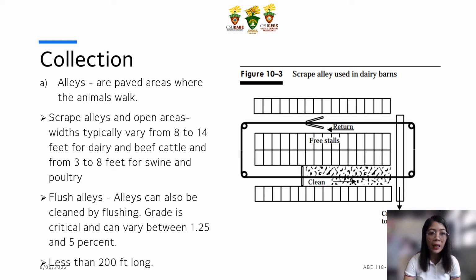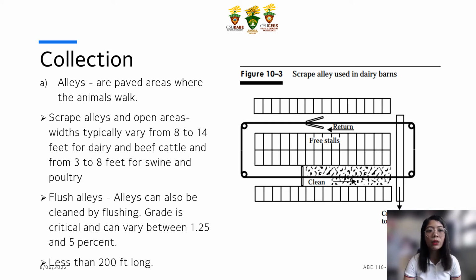So scrape alley width typically varies from 8 to 14 feet for dairy and beef cattle, and 3 to 8 feet for swine or poultry. So the alley can be cleaned by flushing. So grade is critical and can be varied between 1.25 and 5%. So the slope may change for a long flush alley. So the alley should be level perpendicular to the center line.